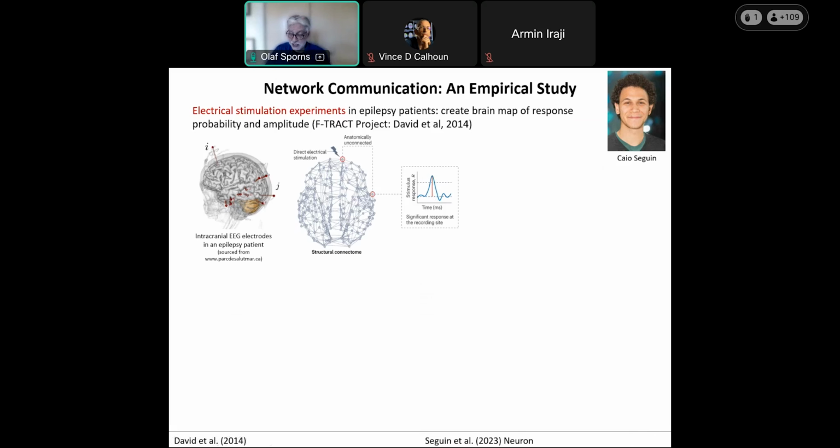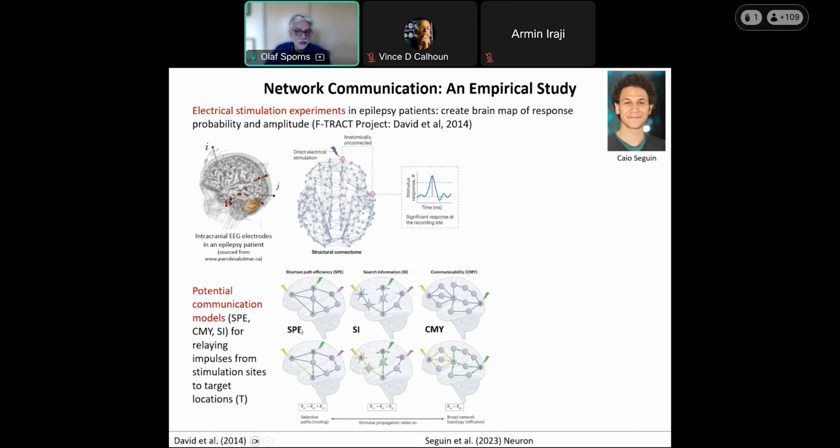What Caio did is utilize these data, put underneath a structural connectome that we now possess for the human brain, imperfect as it may be. We have a version of it available to us at this time. And that can then be coupled with what I mentioned earlier, communication protocol or a policy, such as shortest path efficiency or search information or communicability, each of which operates somewhat differently and makes different predictions about which sources and which targets are most likely to connect. We can compare the resulting communication matrices to the existing empirical measurements of how sources and targets communicated with each other in this invasive stimulation experiment setting.